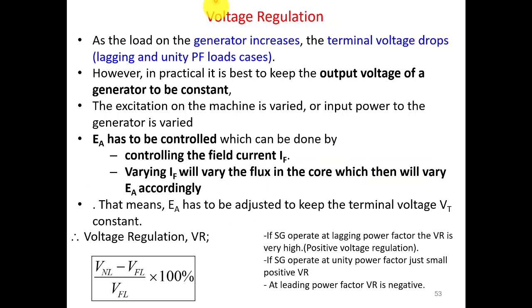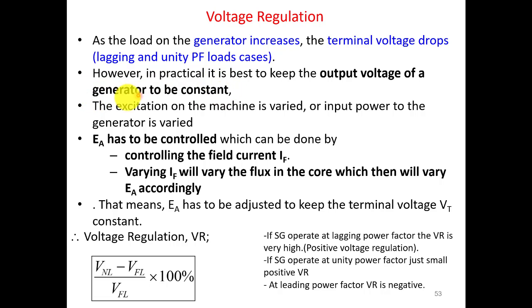So let's look at this very important terminology, voltage regulation. As the load on the generator increases, the terminal voltage drops in the lagging and unity power factor load cases, as we have seen in the phasor diagrams of these lagging and unity power factor loads. However, in practice, it is best to keep the output voltage of a generator constant. Obviously, we don't want that voltage to be varied, just like if we are at home using, suppose, 220 volts, we don't want that voltage to change very much.